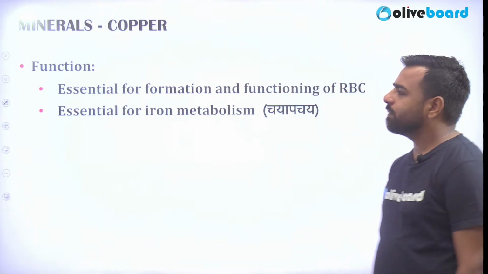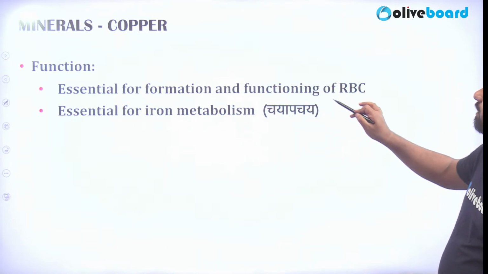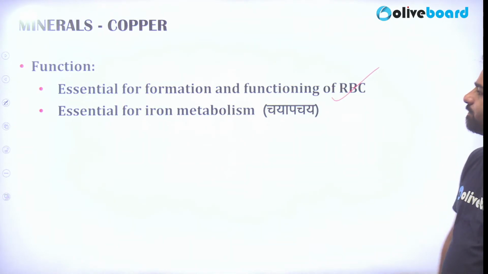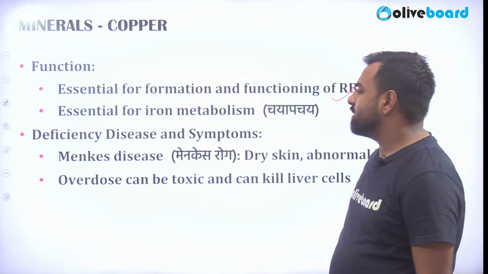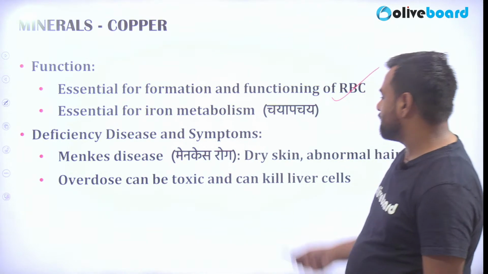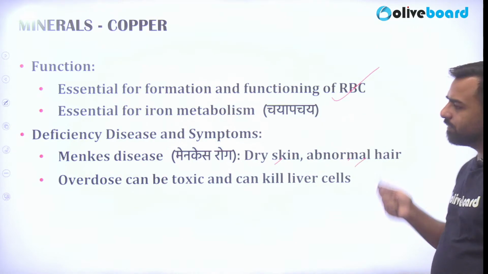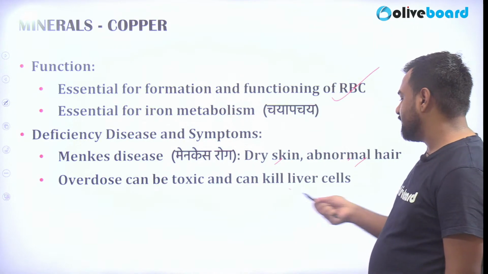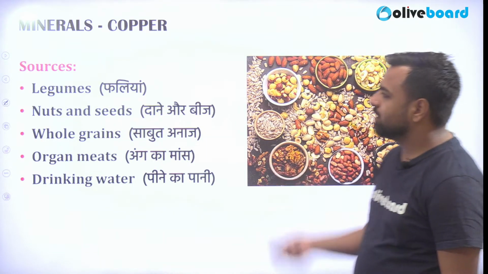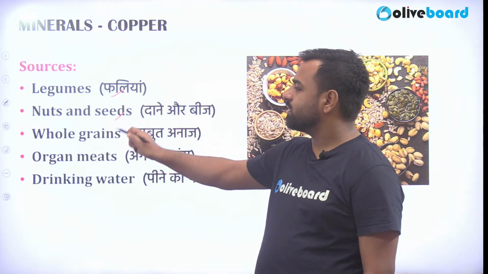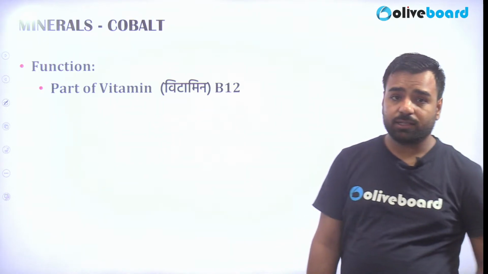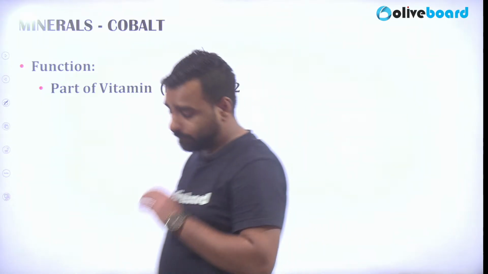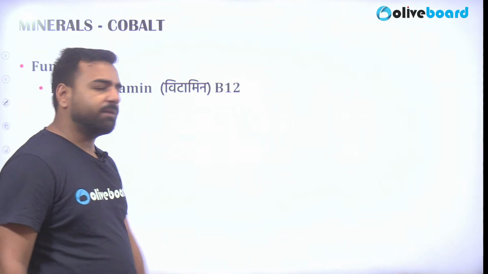Okay. Copper. That's essential for the formation and function of the RBCs. It's essential for iron metabolism as well. Its deficiency and symptoms: Menkes disease, dry skin, abnormal hair. Overdose can be toxic and it can even kill the liver cells. Sources are legumes, nuts and seeds, whole grains, organ meats and drinking water. They are the sources.